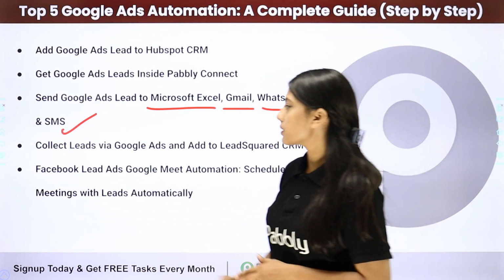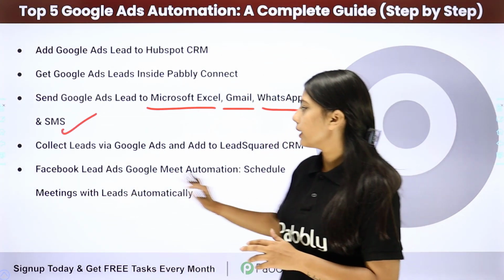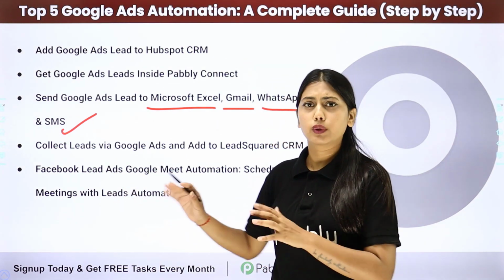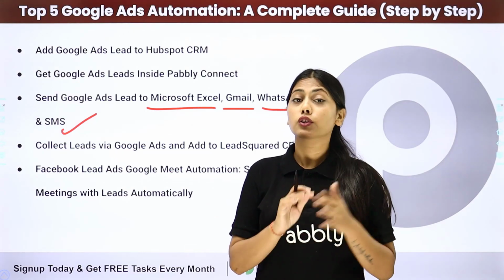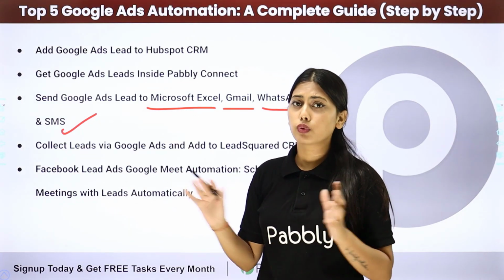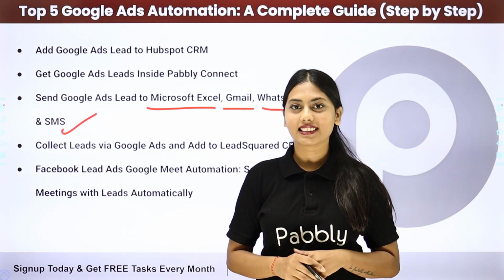And last comes the Facebook Lead Ads and Google Meet automation, which means scheduling meetings with leads automatically. You get a lead and you schedule a meeting automatically with the help of this automation. So you can create all these automations of Google Ads with the help of Pabbly Connect. Let us learn how to do that.